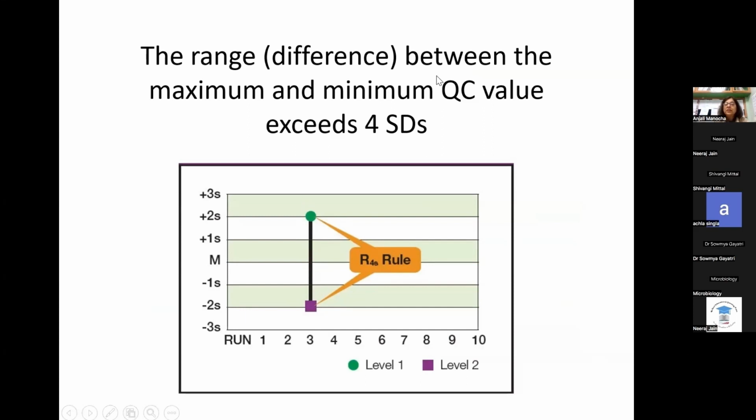R4S is that the difference between the maximum and the minimum QC value exceeds 4 standard deviations. That means one time the control was run, it was at plus 2, and the other time it was minus 2. So there is a 4 standard deviation difference between two control values. So all these will tell you that for precision, there is something wrong.